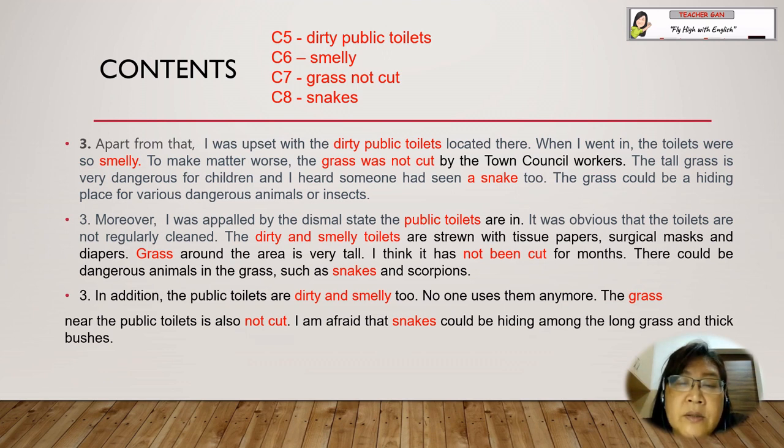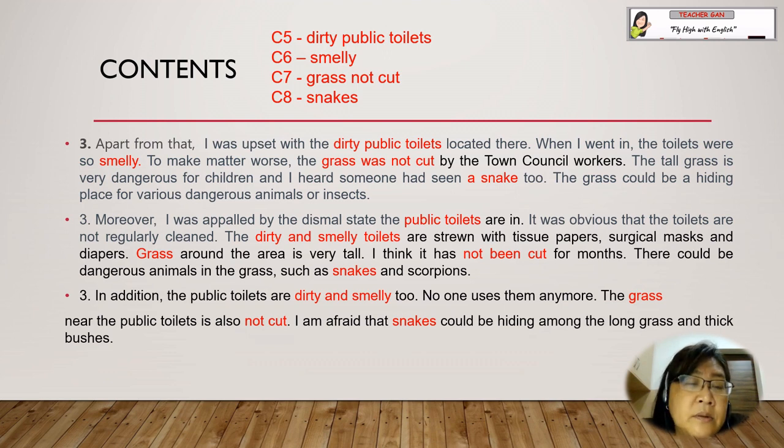The dirty and smelly toilets are strewn with tissue papers, surgical masks, and diapers. Grass around the area is very tall. I think it has not been cut for months. There could be dangerous animals in the grass, such as snakes and scorpions.